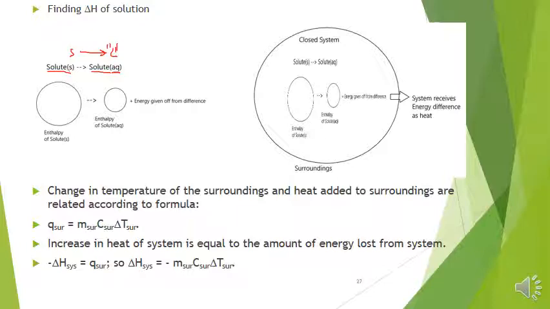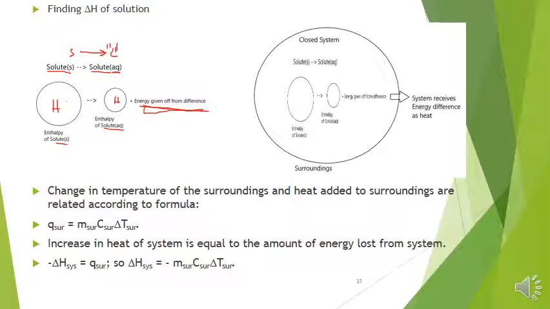So you have your enthalpy. The solute is going to have a higher enthalpy, and this represents the circle here. So enthalpy of solute, and then enthalpy of solution. This would be solution, aq. And the difference in these two energies is the change of energy that's given off, which we can measure. We'll show you how to figure that out.